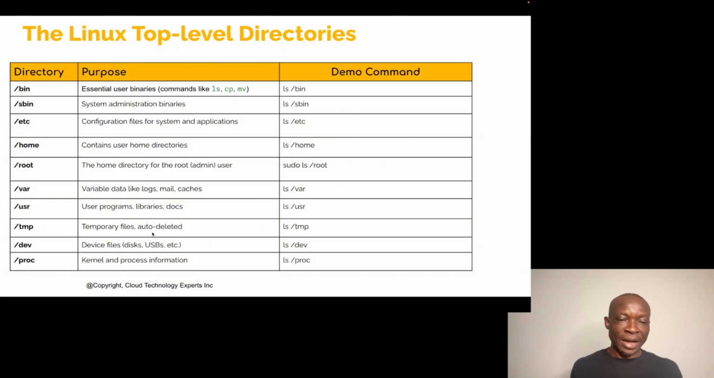/tmp is for temporary files. They can be auto-deleted. So if you store something in /tmp, you have to be careful, otherwise the system might delete them without your notice. So that is something to be aware of. It's kind of like a scratch space. You put stuff in there, you don't need them for a long time, and at some point the system just removes them. If you need them to be permanent, you probably want to put them somewhere other than the /tmp directory.